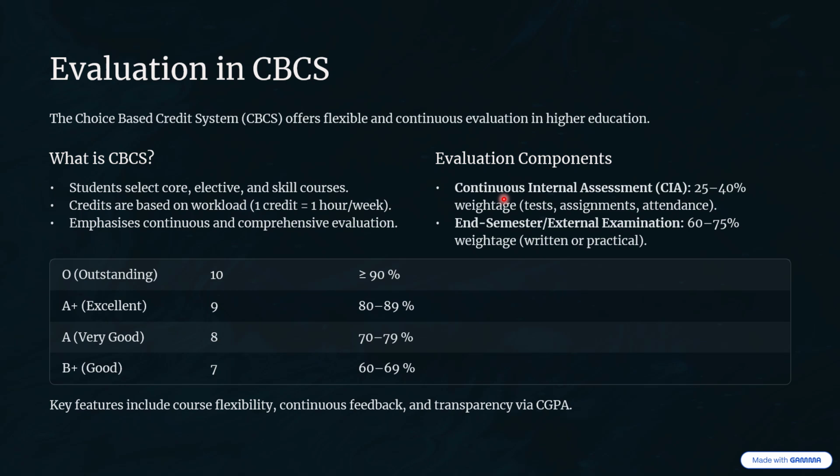The next is end semester or external examination. This includes written or practical examinations and carries 60 to 75% weightage. So here a grading system is also shown, that is O stands for outstanding, A plus stands for excellent, A for very good and B plus for good. The key idea is that CBCS focuses on continuous assessment, flexibility and transparency through CGPA.